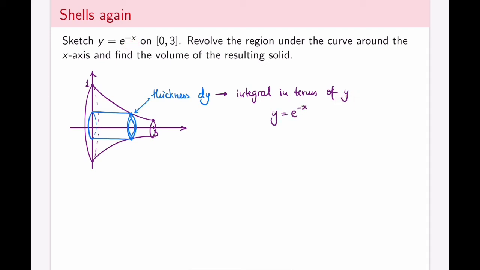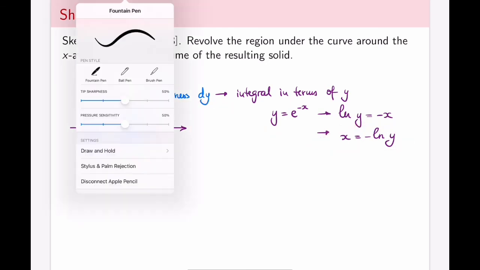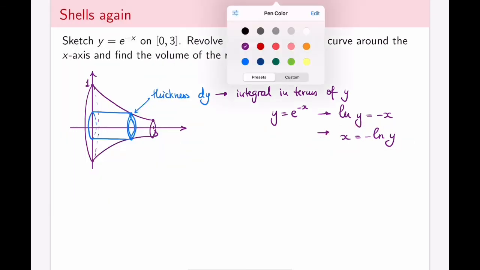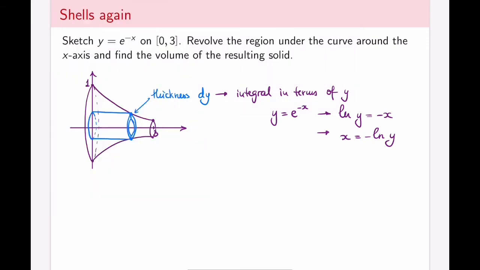So I have e to the negative x, which means that in order for me to isolate x, I'm going to take ln of both sides. So what I'm going to have here is ln of y is equal to minus x, which means that x is equal to minus ln of y. And this is going to be the exact same function, but rewritten for the other variable. And now we go through the exact same thing as we've done before, where we think about the volume of a typical cylindrical shell and then put it together in the integral.